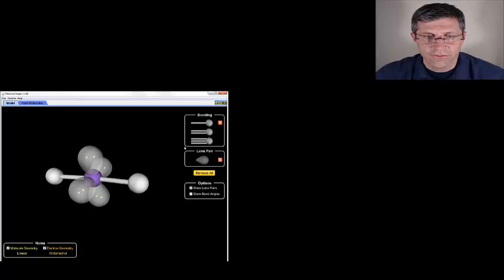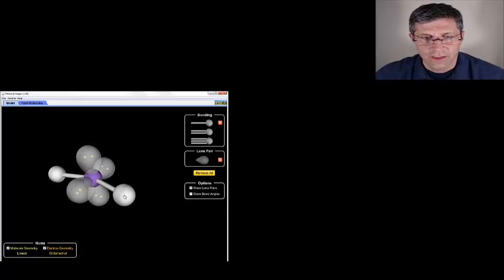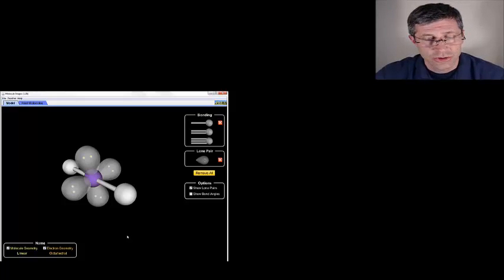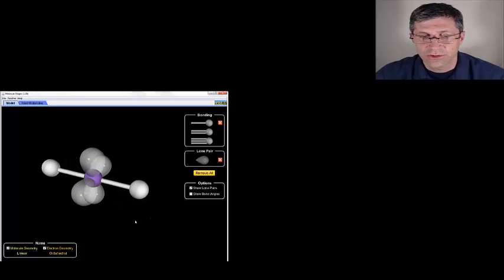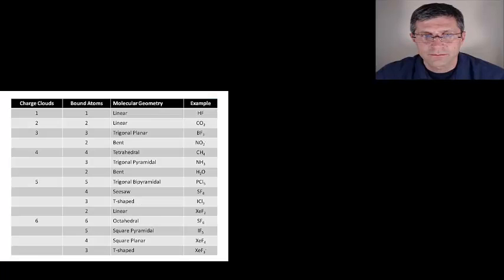And if I continue to add these in, I'll get a linear shape from my octahedral shape where I have 4 electron pairs trying to get away from each other, and my 2 atoms also repelling each other to opposite sides of the central atom, making a linear shape. Again, electron geometry is octahedral. Okay, so these are the different molecular geometries that I can come up with.